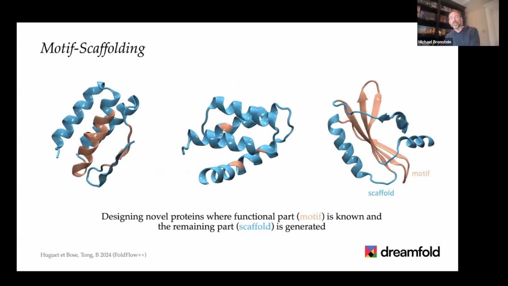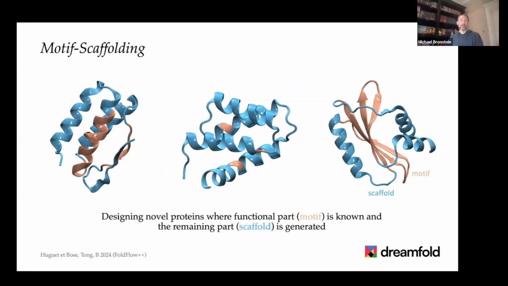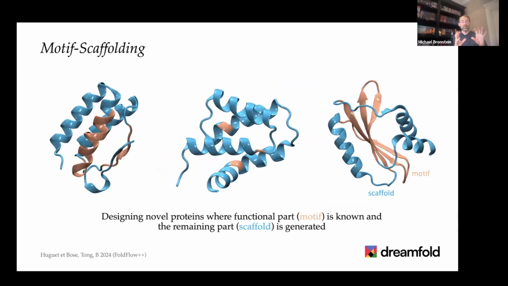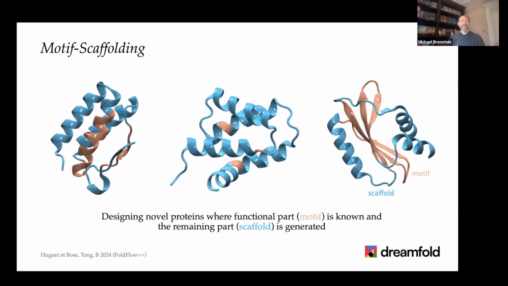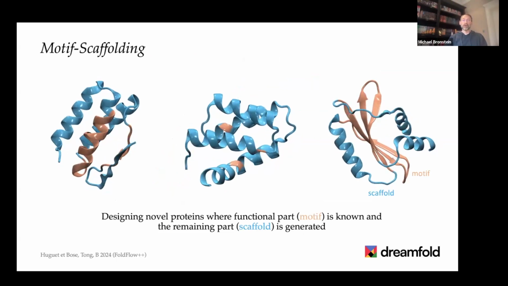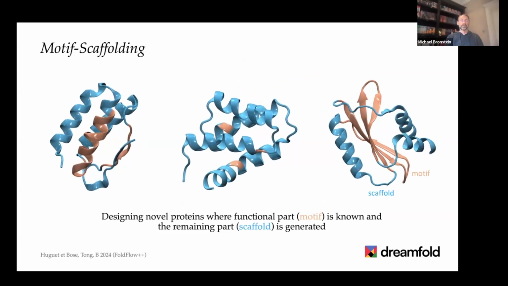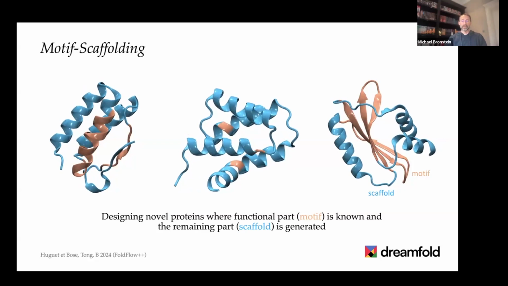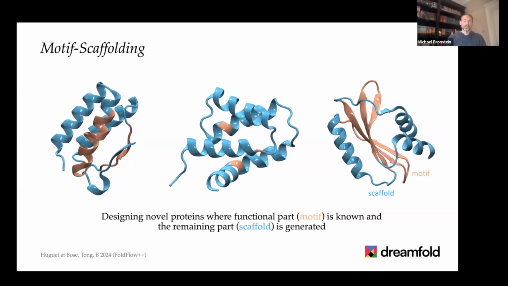You can also do interesting things like what is called motif scaffolding. Often when you design proteins, you know a certain part that binds to your target, so you want to keep it, and the rest of the protein you want to generate. Here is an example of how it might look. The fixed part of the protein is represented in orange, and the blue part is generated.